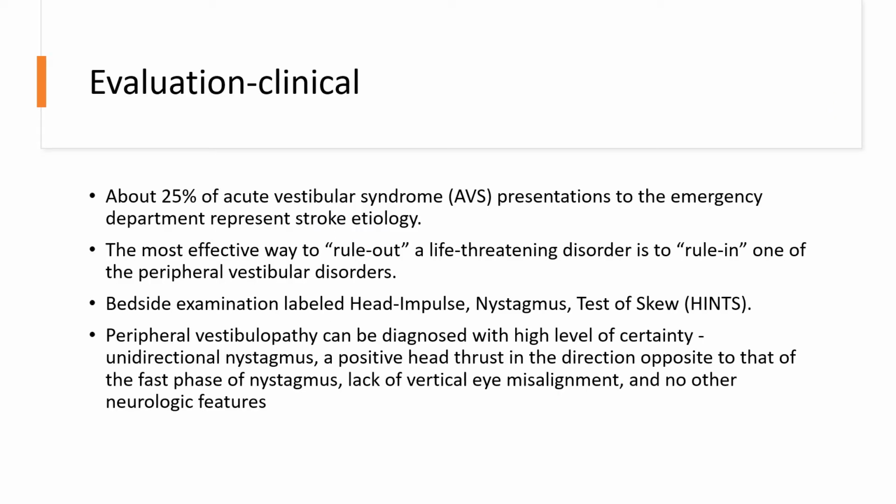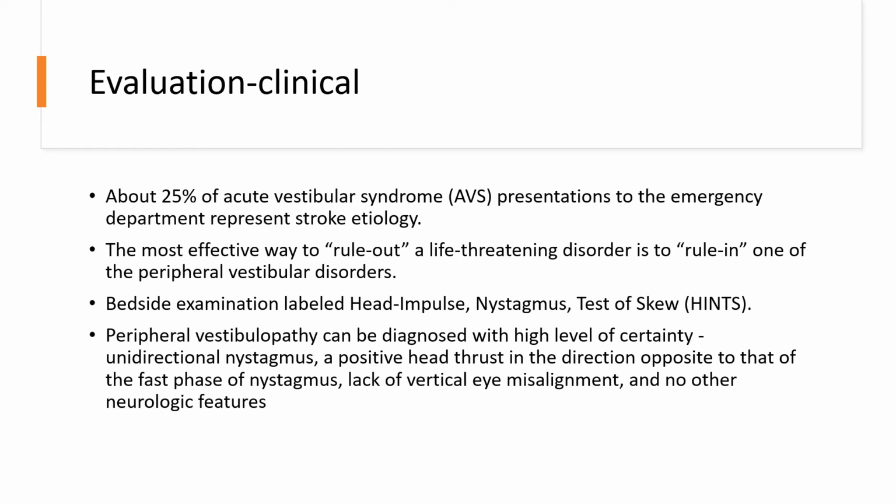It is estimated that about a quarter of acute vestibular syndrome presenting to the emergency department is actually due to stroke. So how do we differentiate whether this acute vestibular syndrome is stroke or a peripheral vestibular disorder? The most effective way to rule out a life-threatening central disorder is to rule in one of the peripheral vestibular disorders.